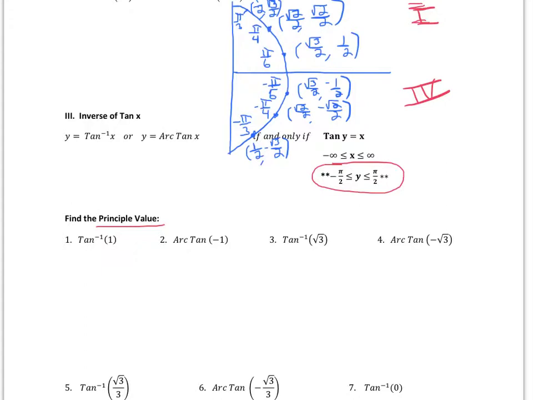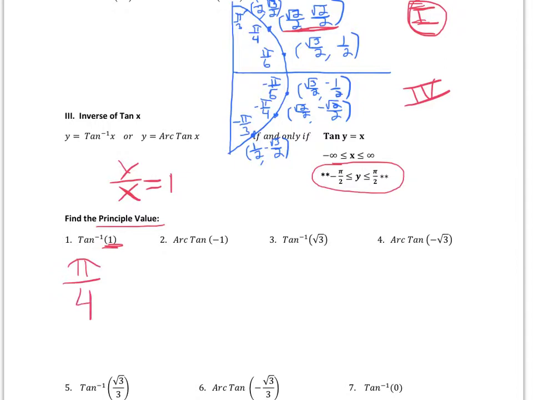Okay, if we did the first one, inverse tangent of 1, since that 1 is positive, it's telling me it has to be in this first quadrant. Well, remember tangent is y over x. So if y over x equals 1, y and x have to be the same value. Well, it's got to be this right here, pi over 4, the same value. Tangent of pi over 4 is 1, so that's our only answer there, pi over 4.